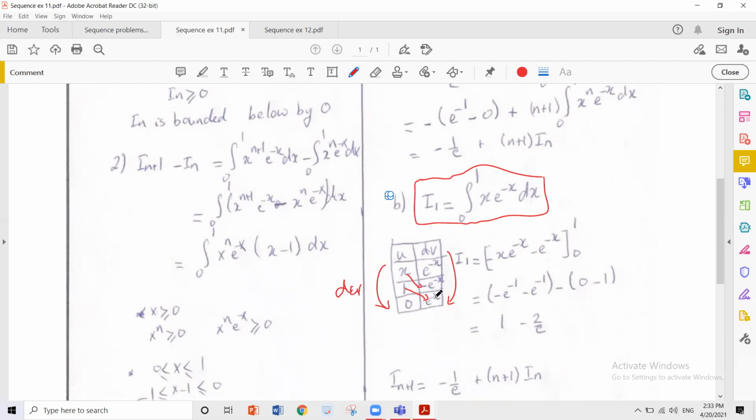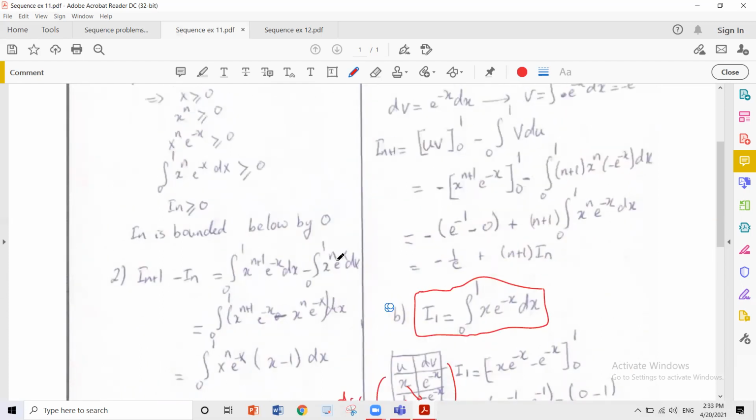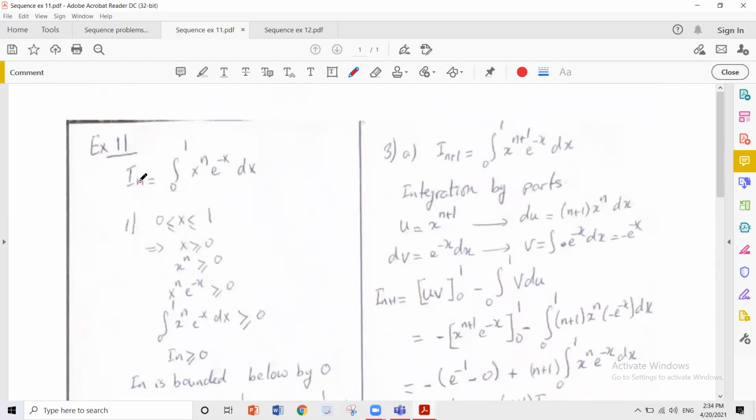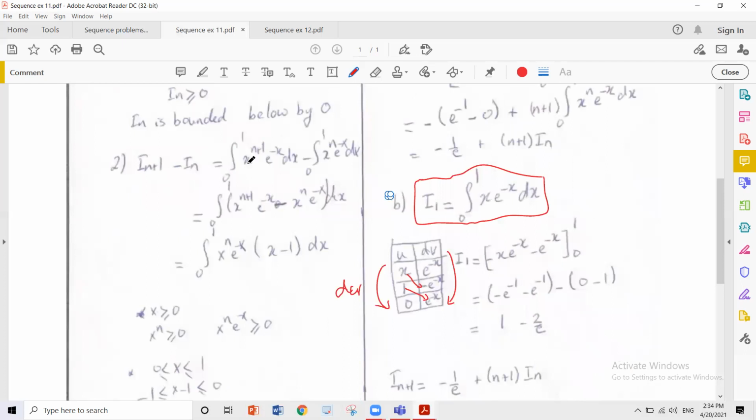Which one is given? I_n is given; I replace n by 1, and this becomes I1. He asked me to calculate I1. Is it understood, Thomas? Yeah. I multiply diagonally. This one times that one is minus x e^(-x), minus this times that, getting minus e^(-x), between 0 and 1. First I replace x by 1: minus e^(-1) minus e^(-1), minus the value at 0, which is minus 1. We get 1 minus 2 over e.